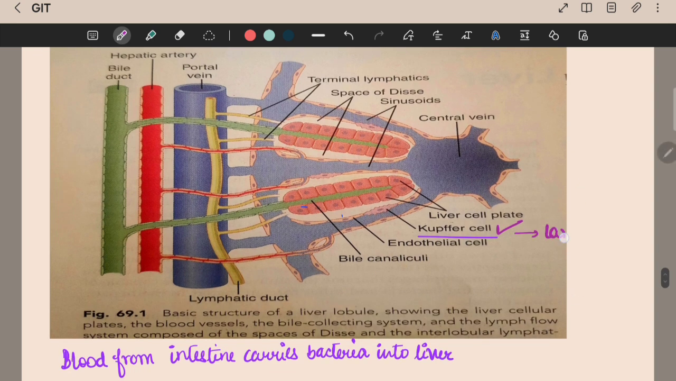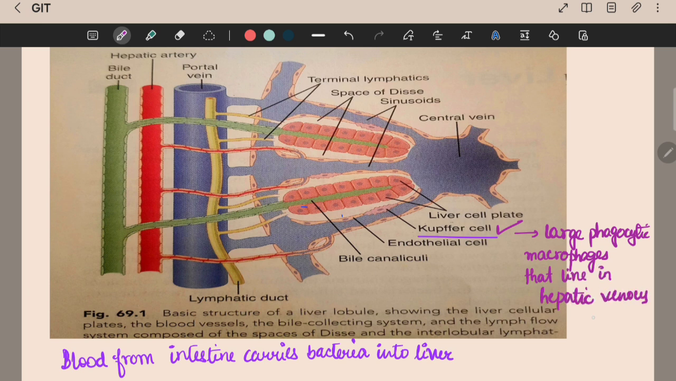So what are Kupffer cells? Kupffer cells are large phagocytic macrophages, and they line mainly the hepatic venous sinuses.